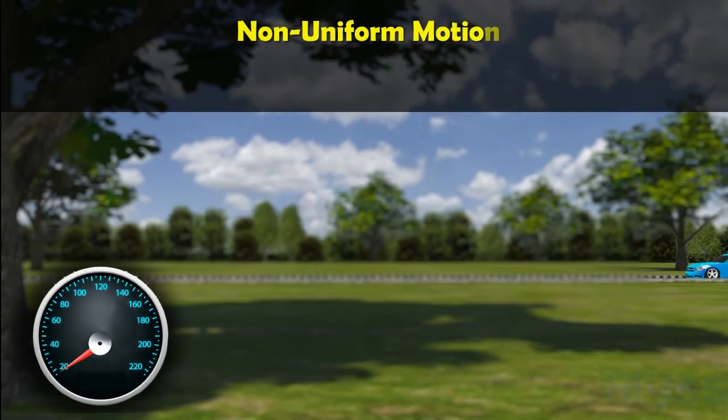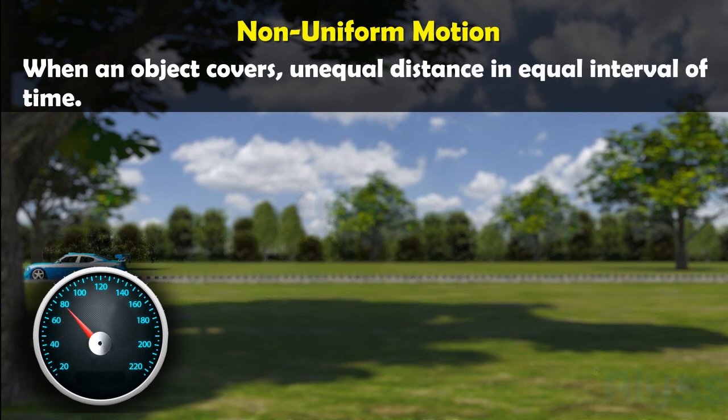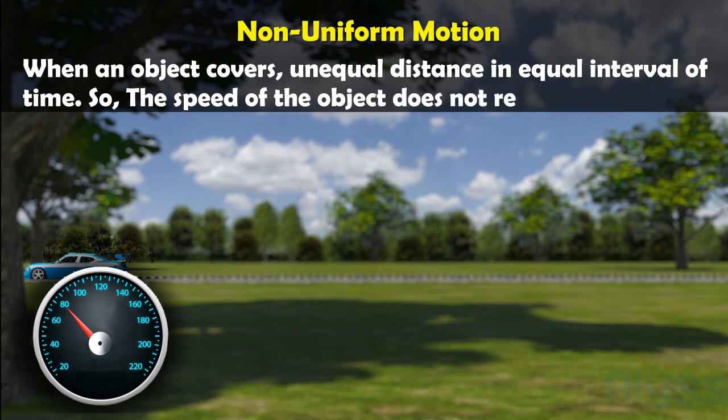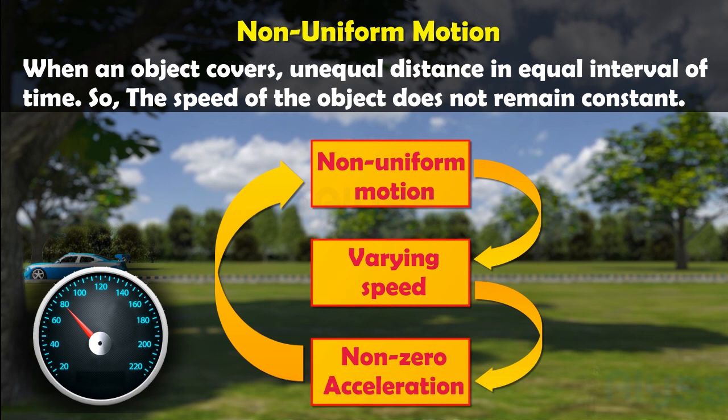A non-uniform motion is the motion when an object covers unequal distance in equal intervals of time. So, the speed of the object does not remain constant. Then, the motion is named as non-uniform motion.